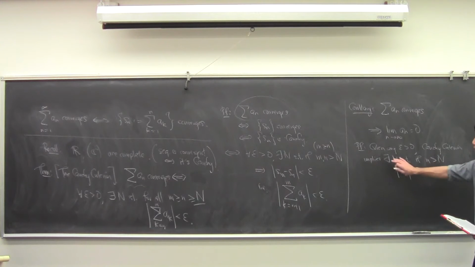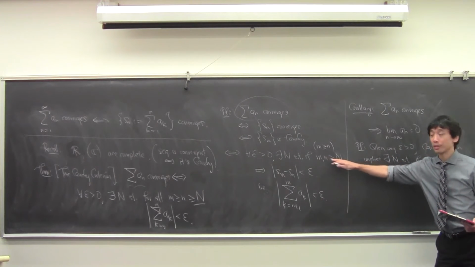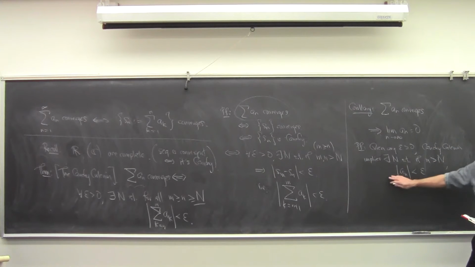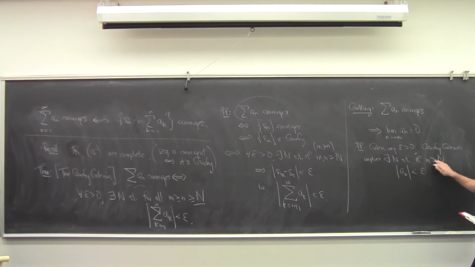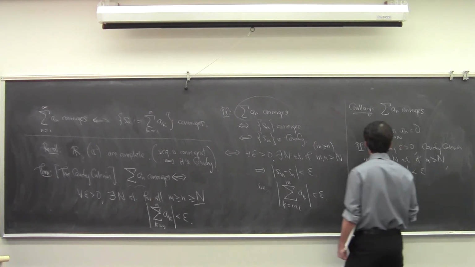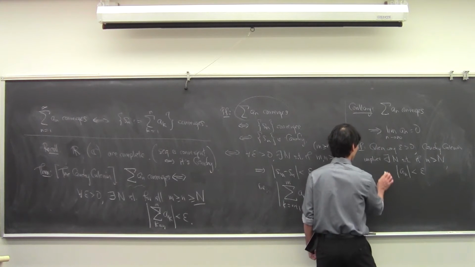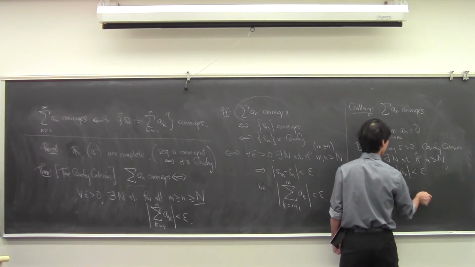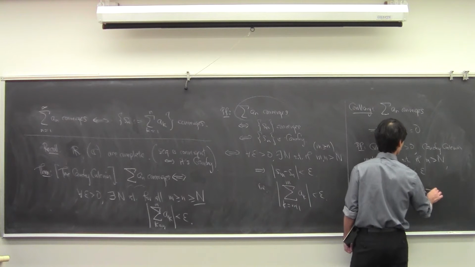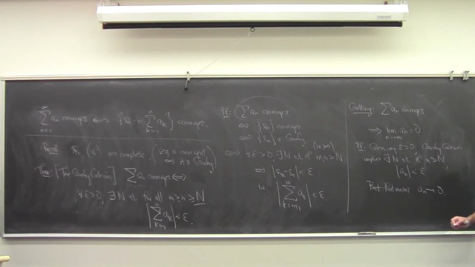I mean, it implies something stronger than that, right? If there are any two numbers bigger than n, then this partial sum is less than epsilon. But just take them to be the same number, and you get that the size of the single entry has to be less than epsilon, right? But that means that a sub n goes to 0. That's the same thing as saying that the limit of a sub n is 0.